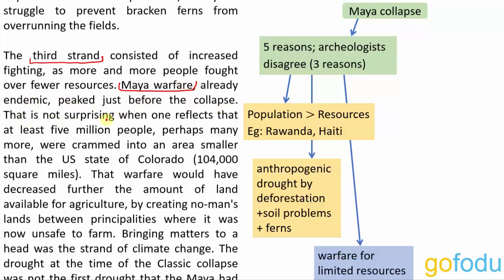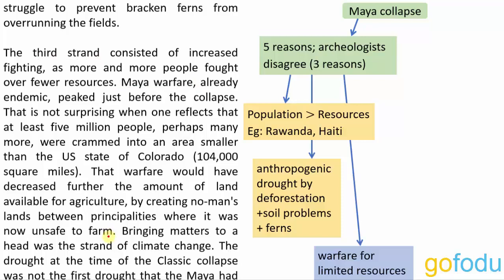That is not surprising when one reflects that at least 5 million people, perhaps many more, were crammed into an area smaller than the US state of Colorado. That warfare would have decreased further the amount of land available for agriculture by creating no man's land between principalities where it was now unsafe to farm. So nothing worth including in the flowchart. It is just supporting our third reason of fighting for limited resources. Reading the passage further.